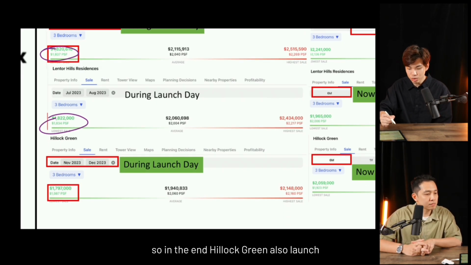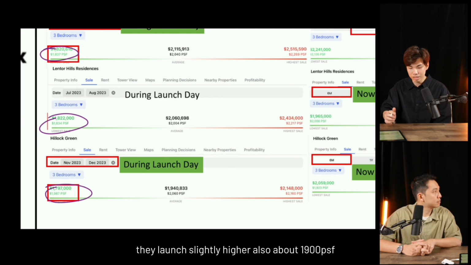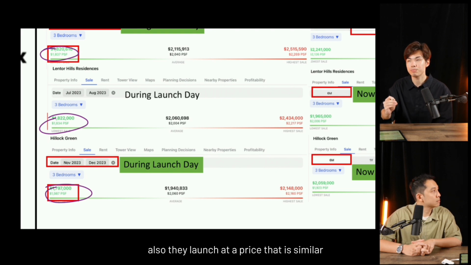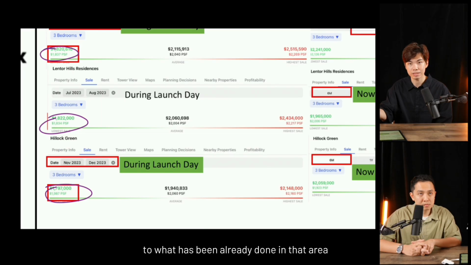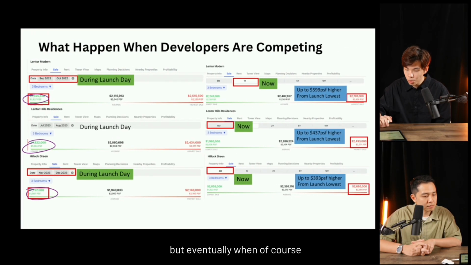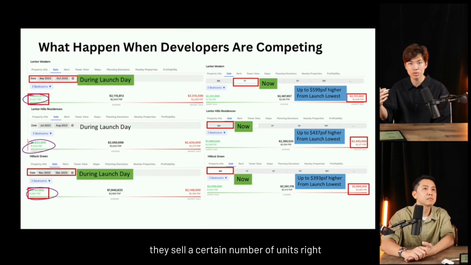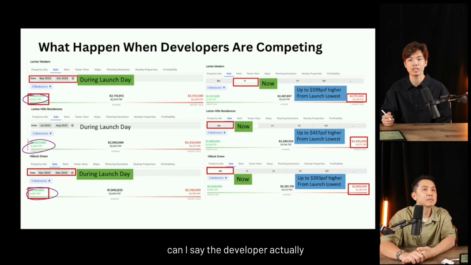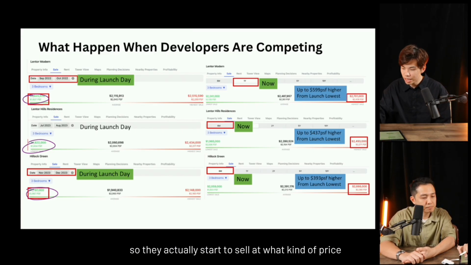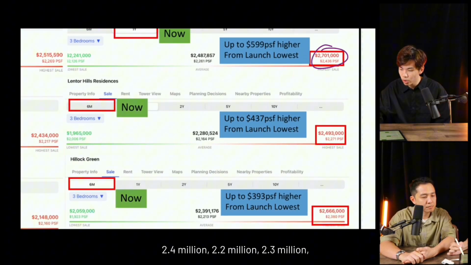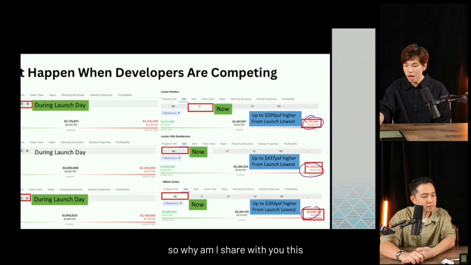So in the end, Hillock Green also launched, slightly higher, at about 2009. By the end of the day, they launched at a price similar to what had already been done in that area. But eventually, when they sell a certain number of units, the developer becomes a bit more confident. So they start to sell at what kind of price? 24, 22, 23. So why am I sharing this with you?